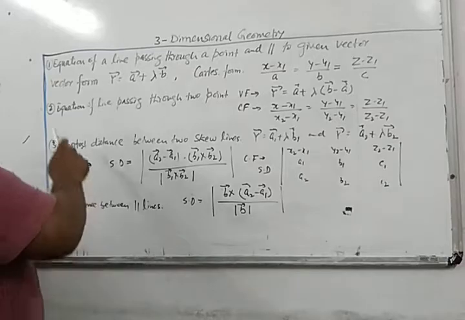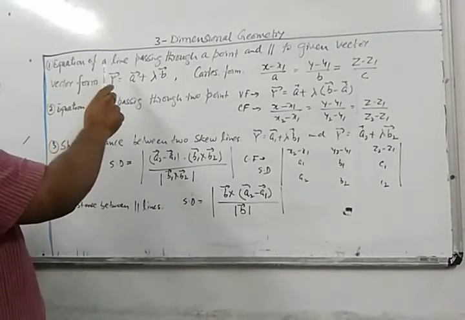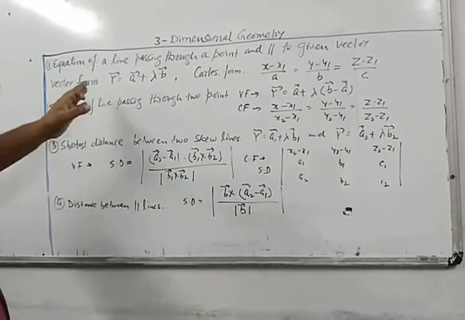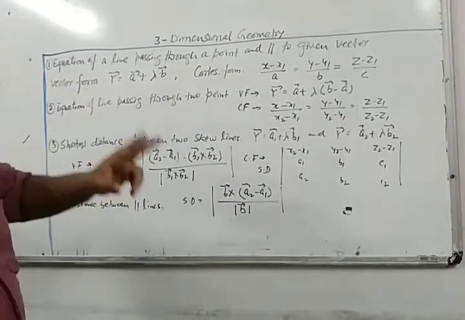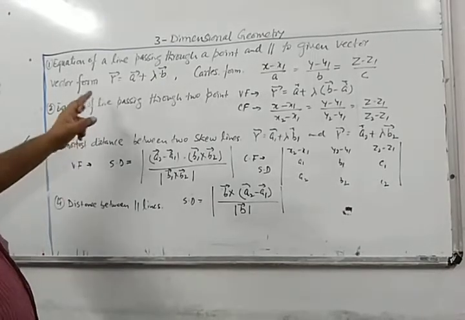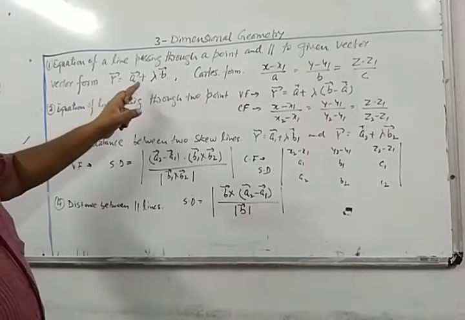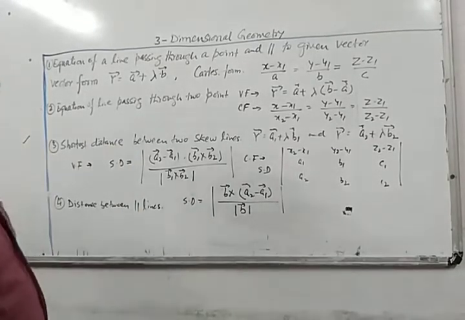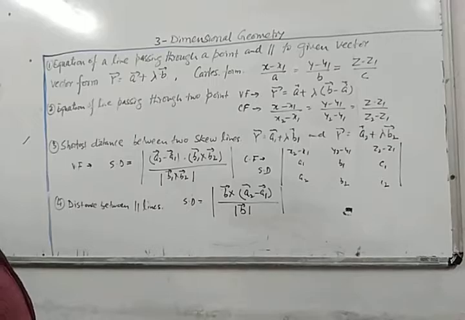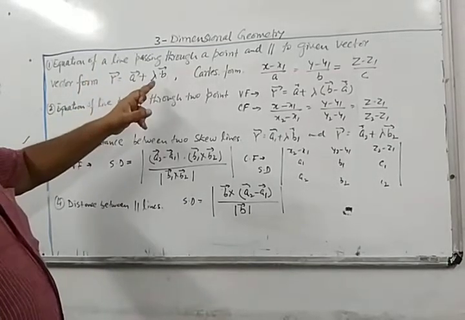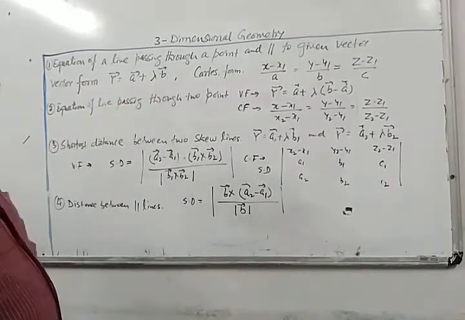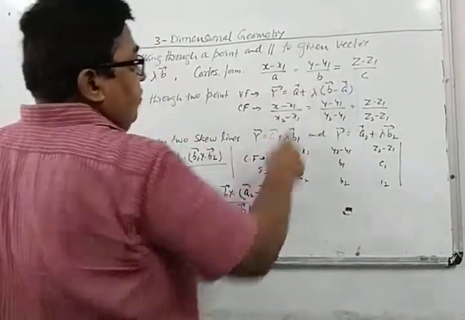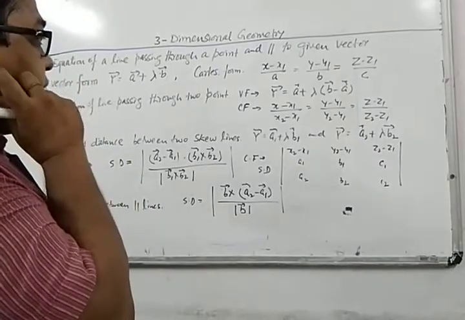You will see here the first formula, the equation of a line passing through a point and parallel to a given vector. There are two forms, vector form and Cartesian form. Vector form is r = a + λb, where a is the point through which this line is passing, and this line is parallel to the given vector b. Its Cartesian form is (x − x1), (y − y1), and so on, where x1, y1, z1 is the point.